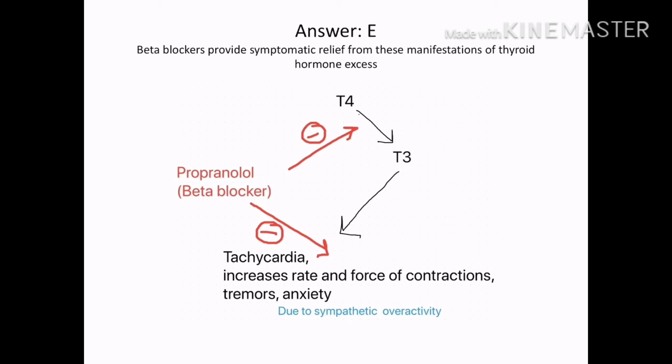Beta blockers are used in the symptomatic management of thyroid hormone excess because of two reasons. Firstly, they block the conversion of T4 to T3, that is the active form. At the same time, they block the effects that are due to sympathetic overactivity, such as tachycardia, increased rate and force of contraction, tremors, anxiety, palpitations, arrhythmias. These are complications that can be life-threatening. So, beta blockers can be life-saving in management of thyroid hormone excess.